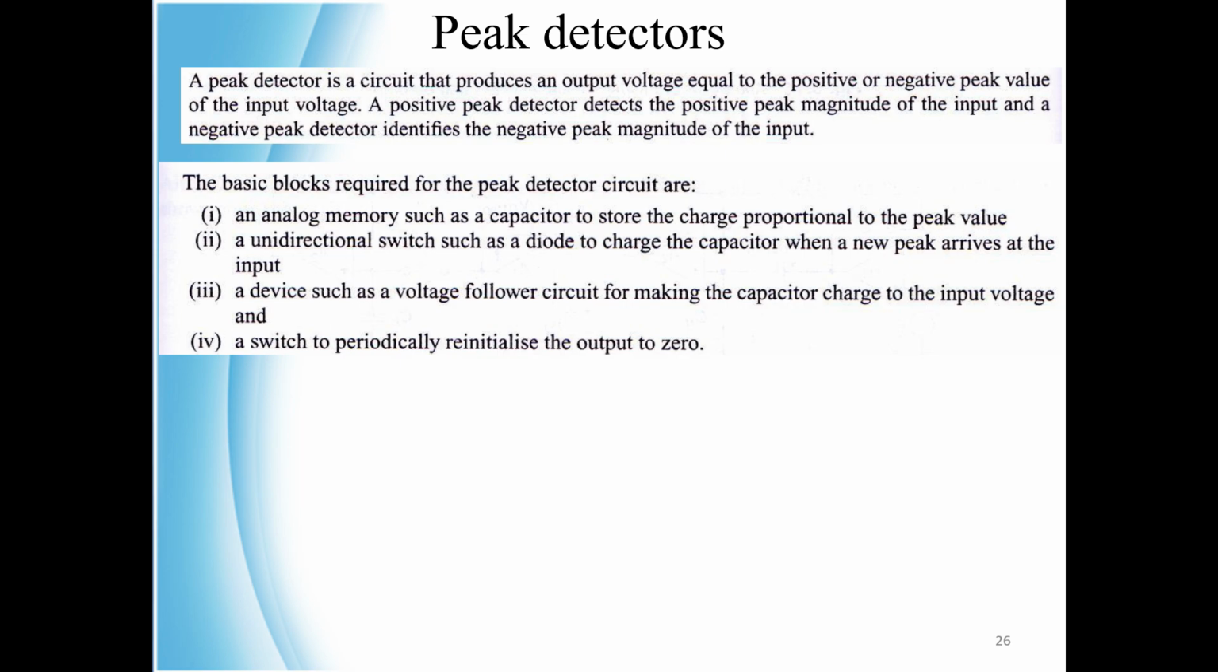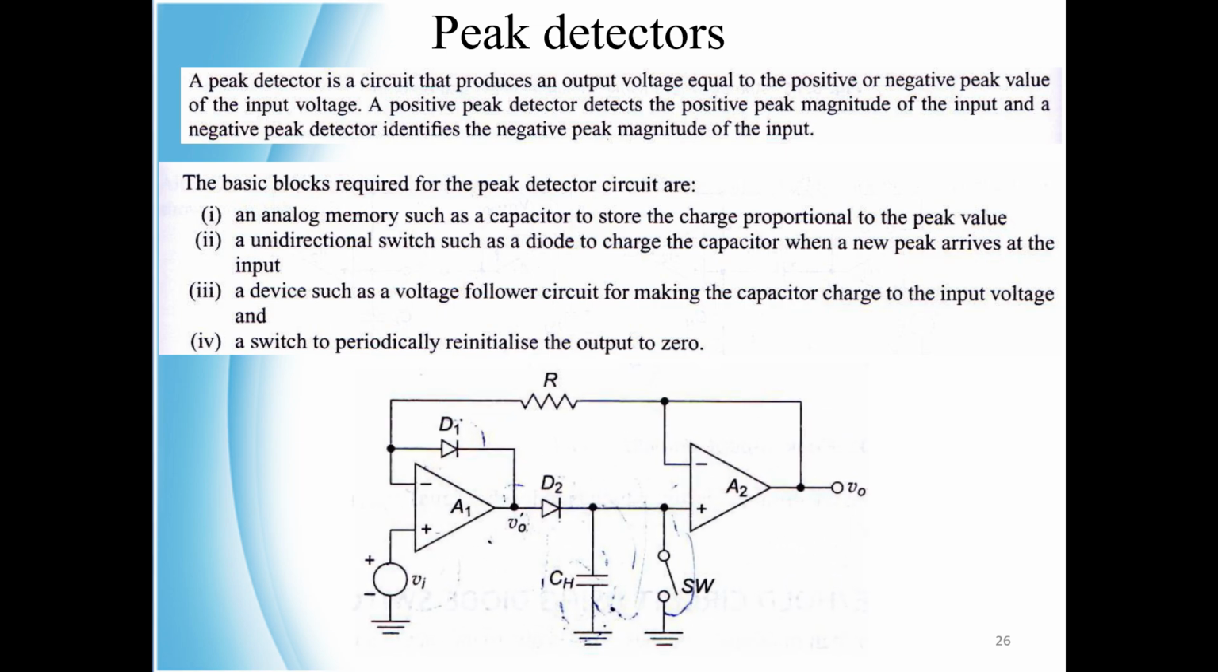The basic blocks required for the peak detector circuit are an analog memory such as a capacitor to store the charge proportional to the peak value, a unidirectional switch such as a diode to charge the capacitor when a new peak arrives at the input, a device such as a voltage follower circuit for making the capacitor charge to the input voltage, and a switch to periodically reinitialize the output to 0. So using those 4 requirements, the peak detector circuit is shown in this figure.